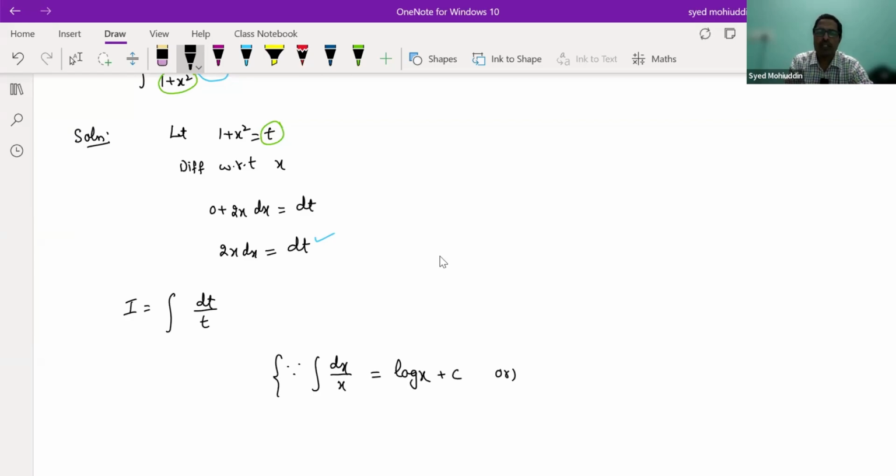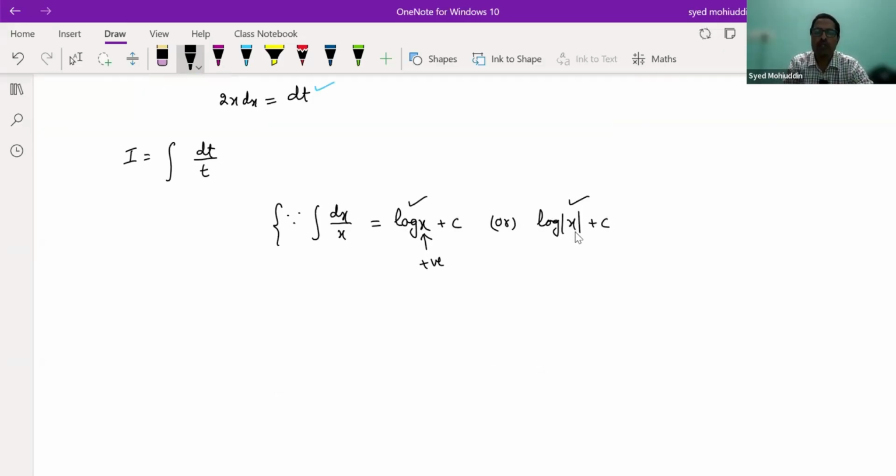Or we can even write this as log of mod x. Because log of a negative value does not exist, or it becomes infinite in nature. Therefore, we'll be taking log of mod x plus the constant c. But in general, we'll just write log x only. It is understood that whatever values we are taking over here will be positive only. Assuming that, we'll write this as log of x only. But if you want to write in terms of mod every time whenever log comes, you can even write in this form also. Both the forms are right. But when you're writing this form, x is always taken as positive. That you have to keep in mind.